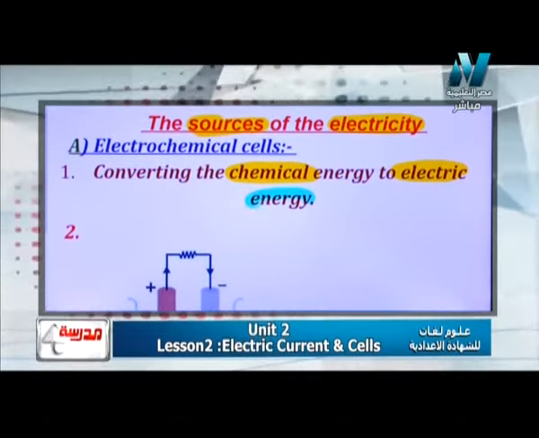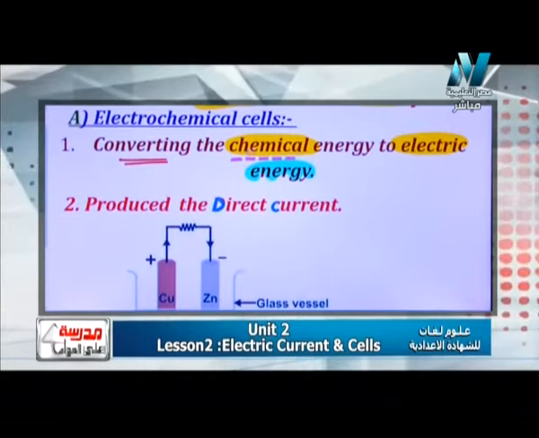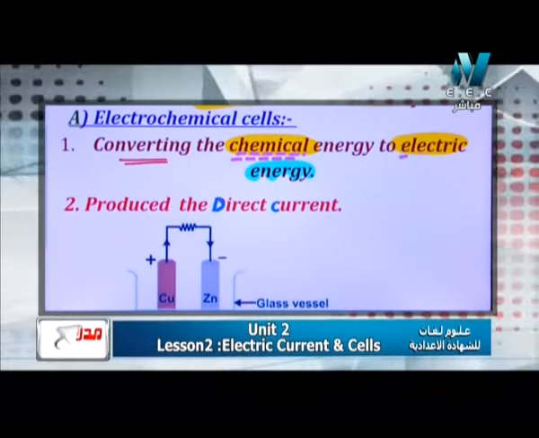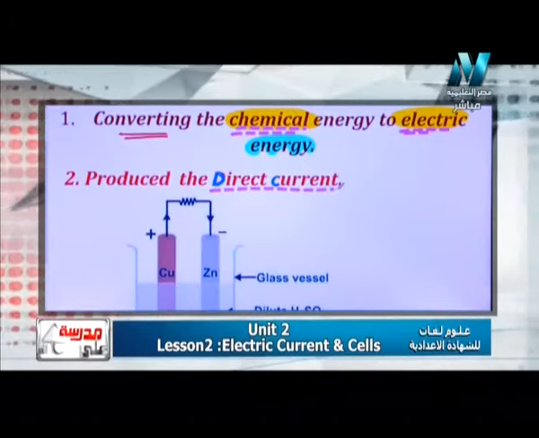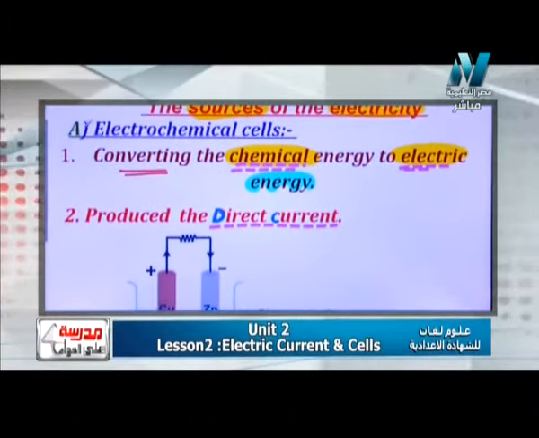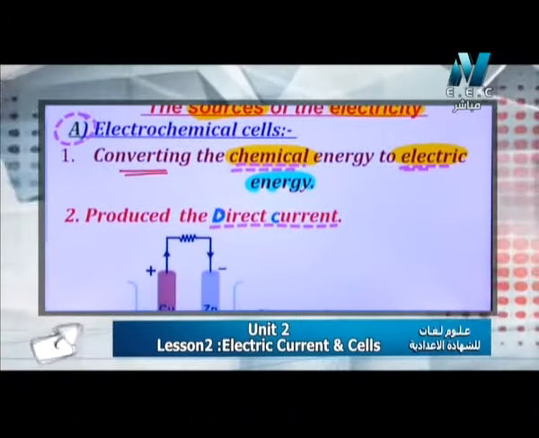As we have here a simple cell, as we studied before, this simple cell has chemical reactions inside it to form electric current, converting the chemical energy to electric energy. Okay? And it produces direct current. Number one, electrochemical cells. Number two, we have dynamos, or electric generators.